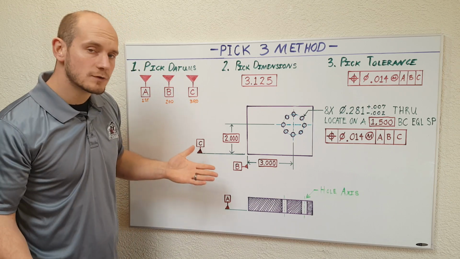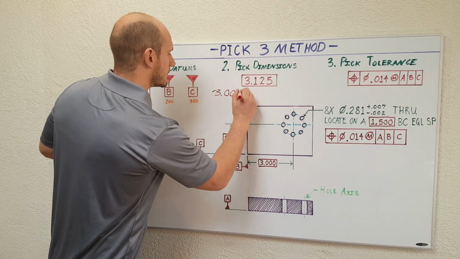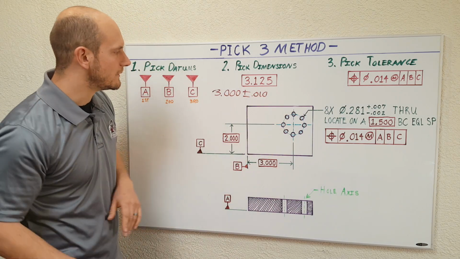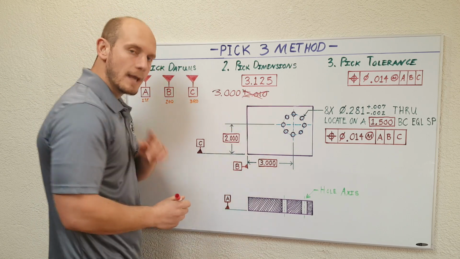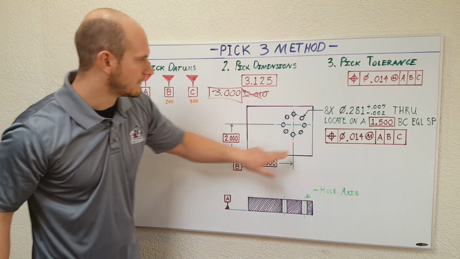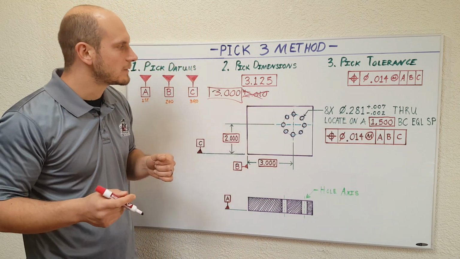Okay, so with traditional drawings, we're used to seeing plus or minus dimensioning, similar to this. With GD&T, don't do this. Drop the plus minus off and then box your dimensions. Make sure and do that for all 3 dimensions I've indicated here. Okay, third thing you can do, pick your tolerance.